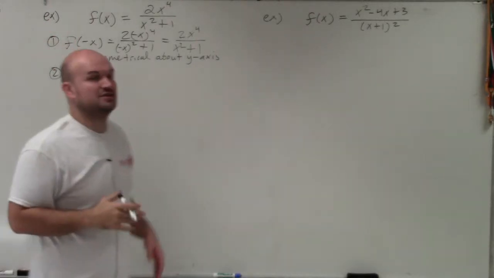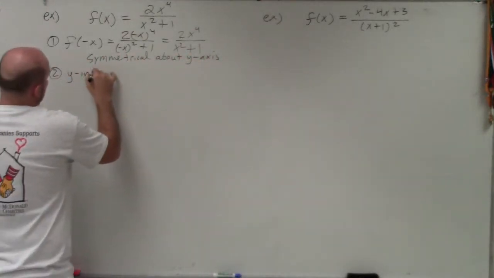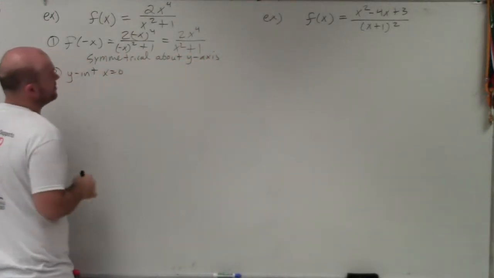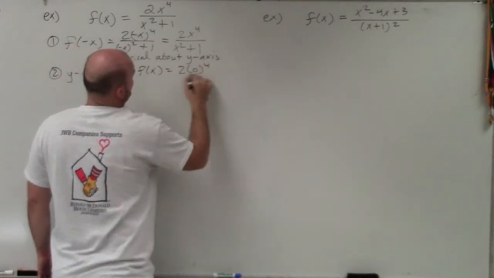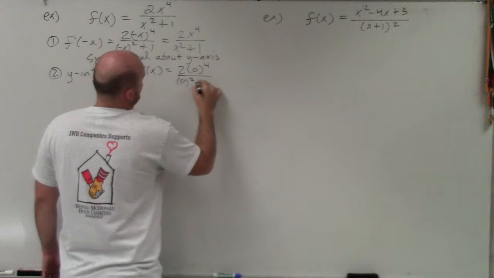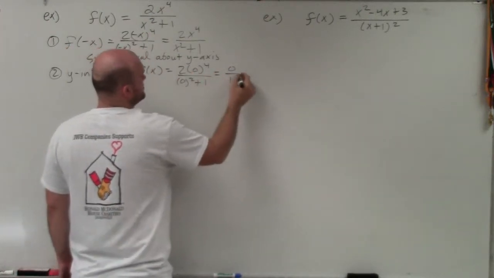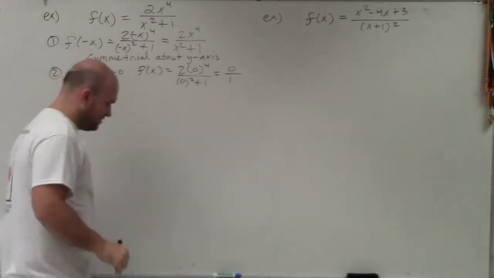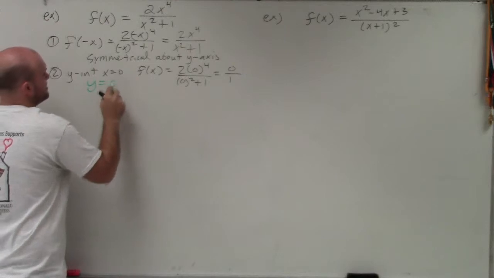Next step is we're going to want to determine the x and the y-intercept. To determine the y-intercept, you just plug 0 in for x. So I have f of x equals 2 times 0 raised to the fourth over 0 squared plus 1. Well, 2 times 0 is going to be 0, over 0 plus 1, which is 1. So therefore, that equals 0. I'll write the y-intercept at y equals 0.